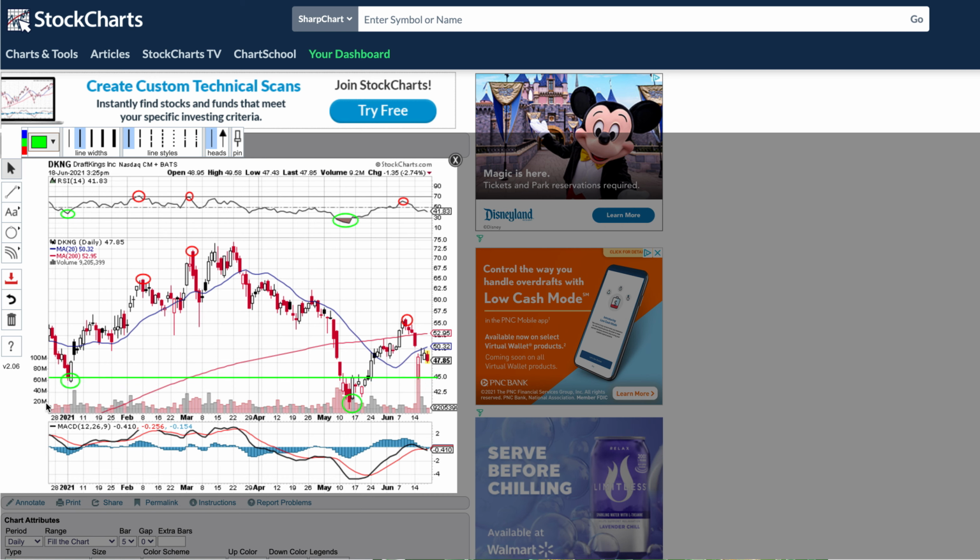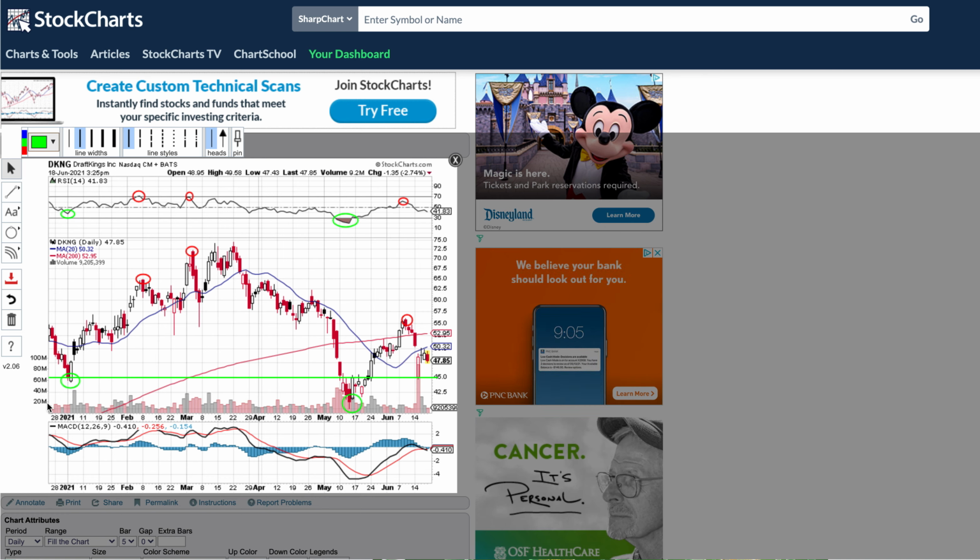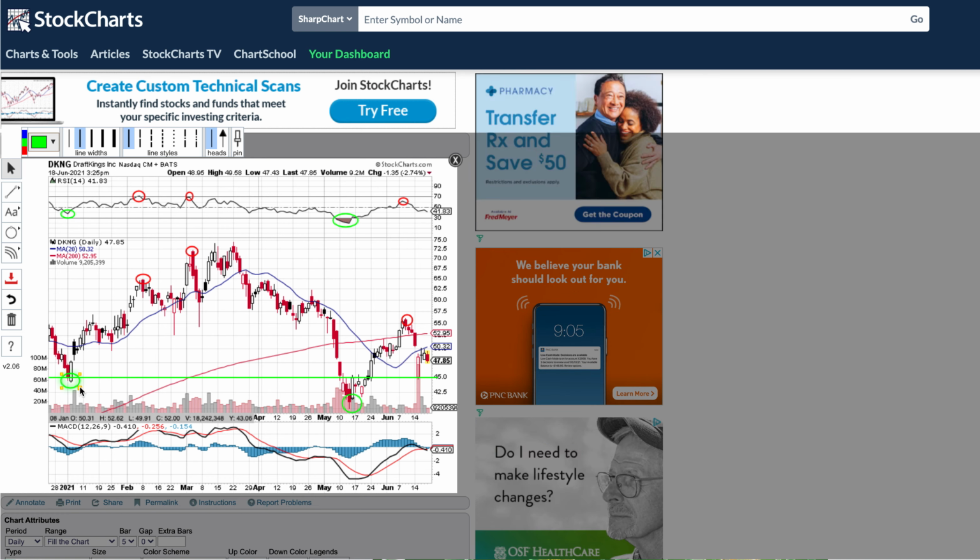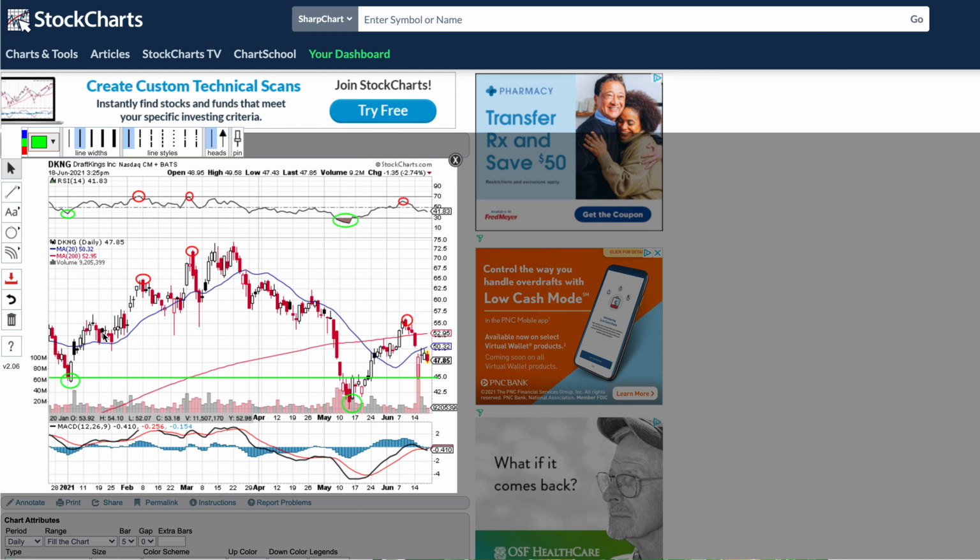So, if you don't know what a support level is, that's basically a general consensus across traders that says, yeah, we're willing to buy at this price point. So as you can see here, boom, we get a bounce off of this $45 level. It's not perfect, but it's pretty close. It's in that area. Same here, we get a bounce here, and a bounce here, which is where I bought at.